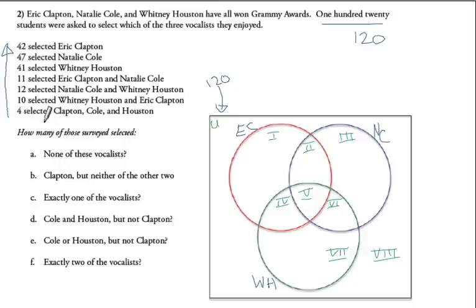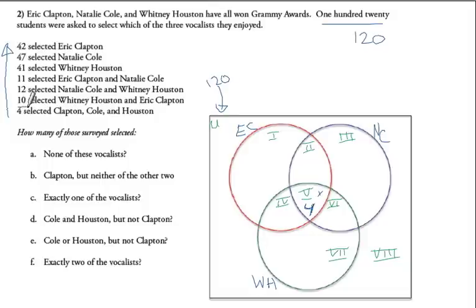So 4 selected Clapton, Cole, and Houston. That 4 is going to go right here in region 5. Okay, so hopefully you're starting to recognize if you're in this region 5 here that you belong in the red circle, Eric Clapton. You also belong in the Natalie Cole circle, and you belong in the Whitney Houston circle. So that's why we put the 4 where all 3 like them.